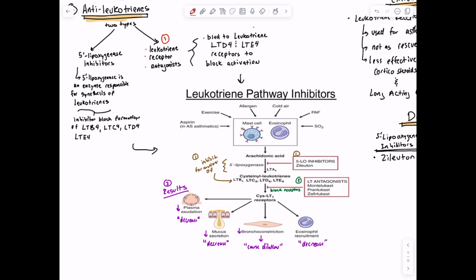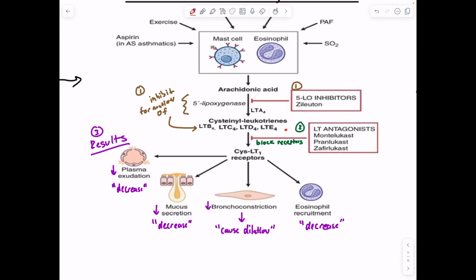All right, so basically, what that's saying is that they're going to block our leukotrienes, right? We have LTB4, C4, D4, and E4. We just block the receptors, and as a result, you have a decrease in plasma exudation, so less plasma released from the blood going into the respiratory system. Then you have a decrease in mucus secretion, a decrease in bronchoconstriction, and a decrease in eosinophil recruitment.